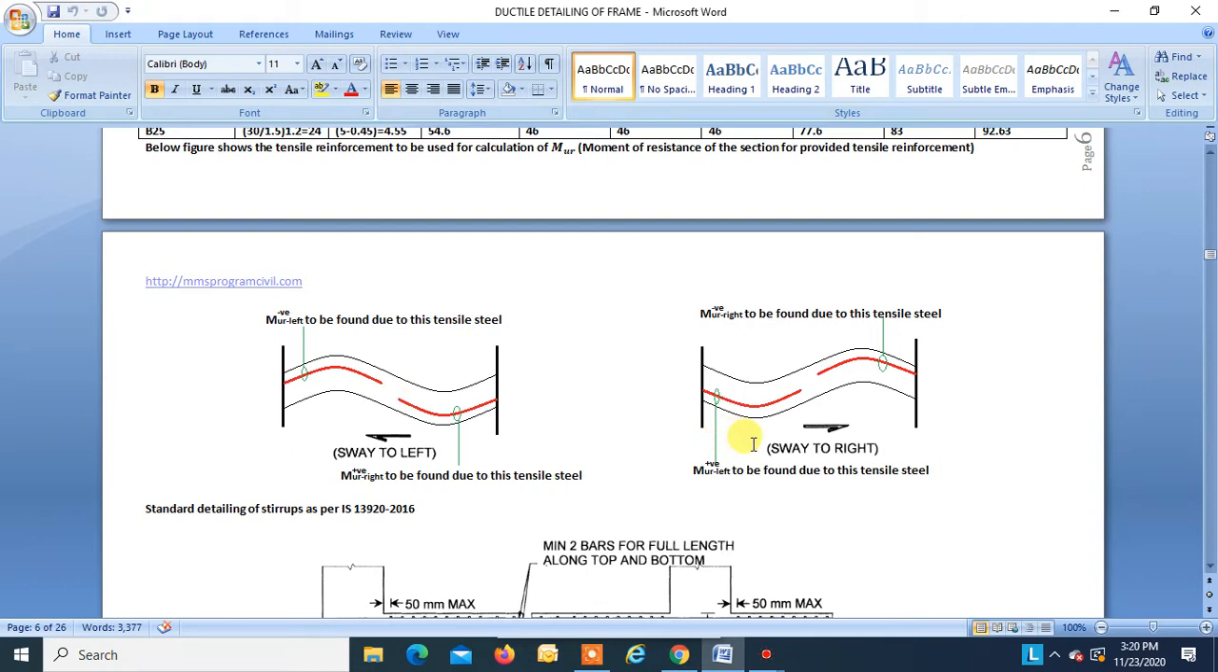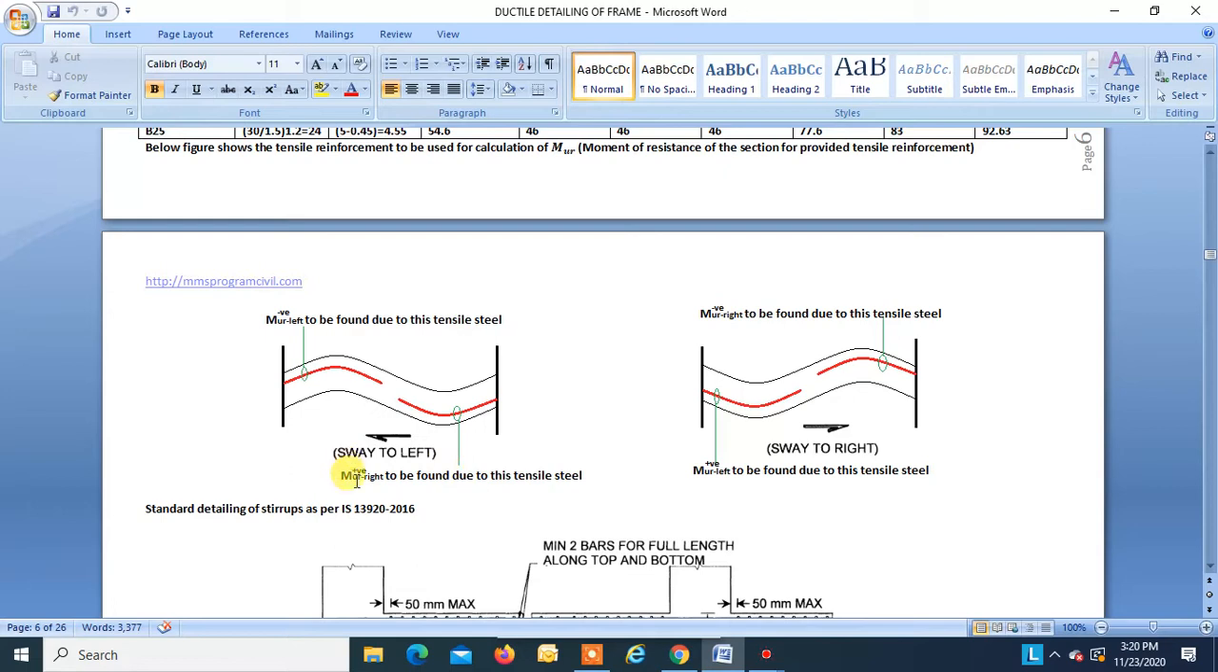When the sway is to right, then this beam will deflect like this. This is sagging, so the tensile steel will be at bottom. This is hogging, the tensile steel will be at the top. So this tensile steel will give a force T that is equal to 0.87 Fy into Ast provided into lever arm, which will give you the Mur left, and this is negative because this is hogging.